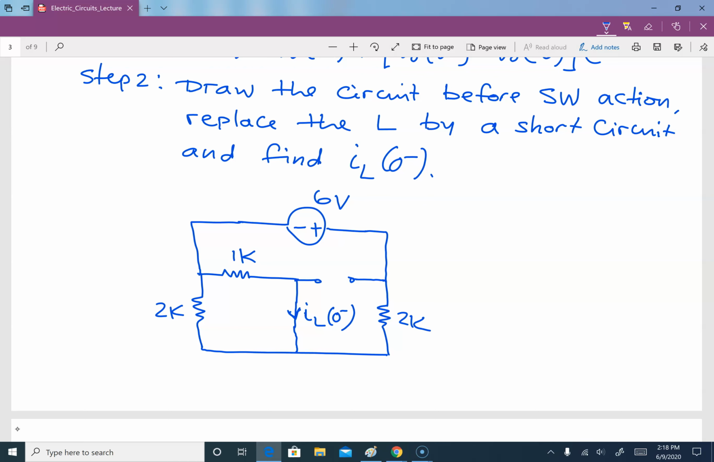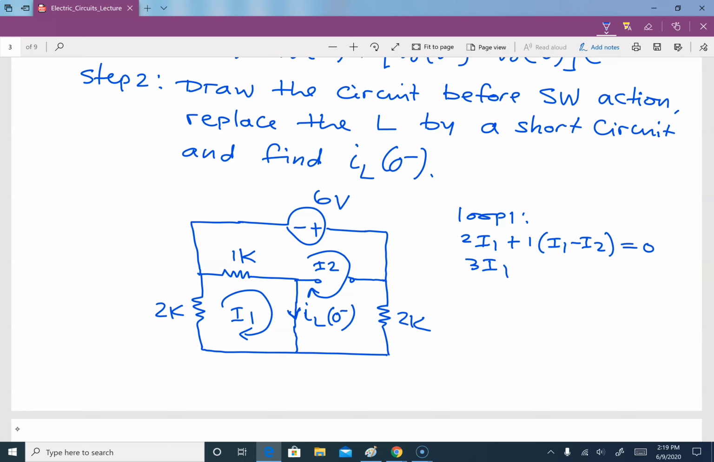Now let's call this I1 and this I2, and we are going to write the following equations. For loop 1, that is 2I1 plus 1 times I1 minus I2 is equal to 0. So that means 3I1 minus I2 is equal to 0.